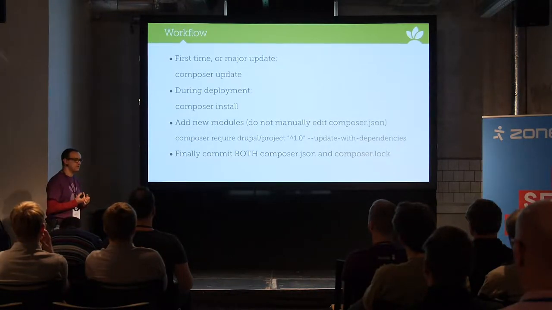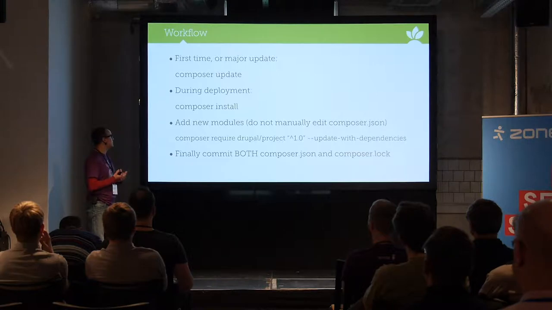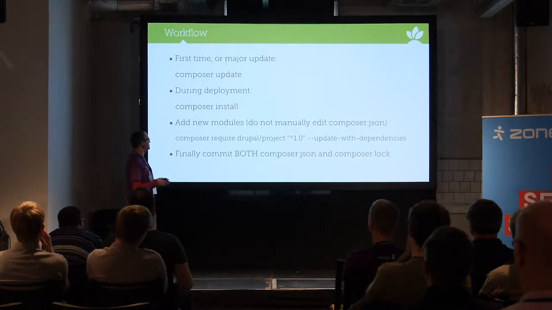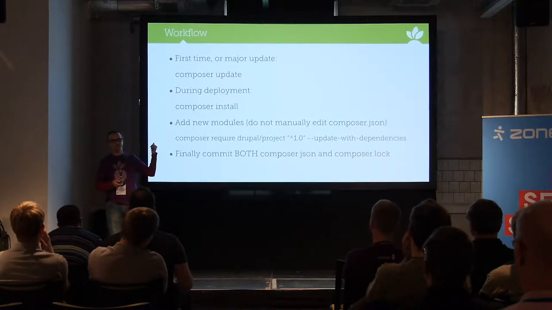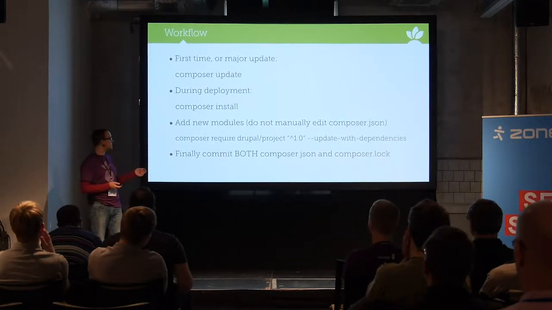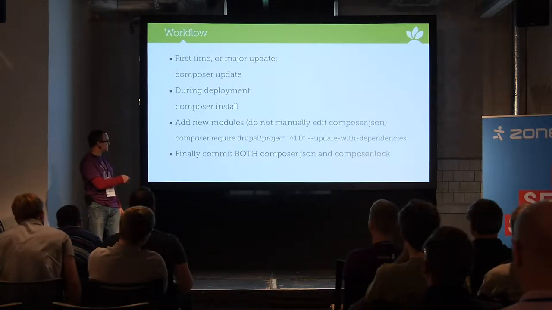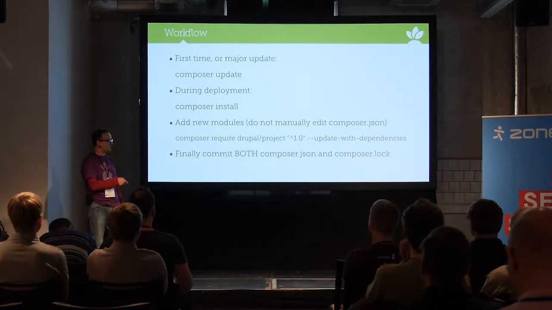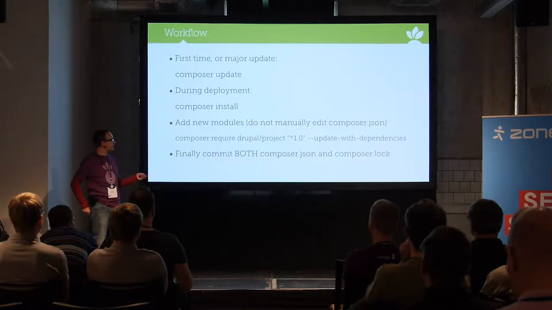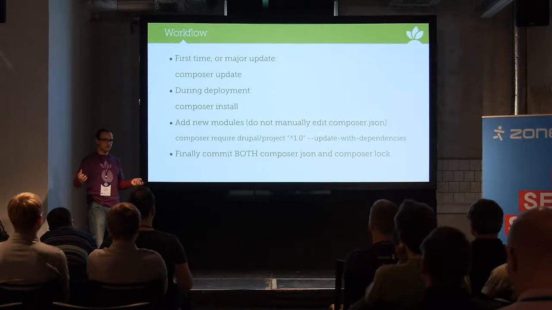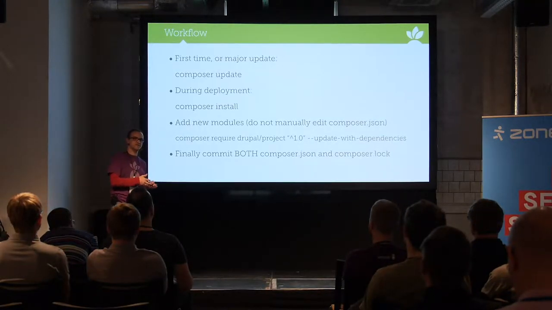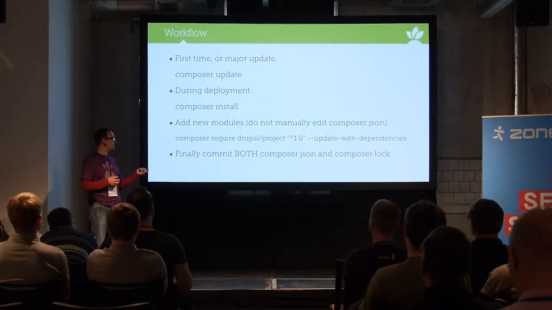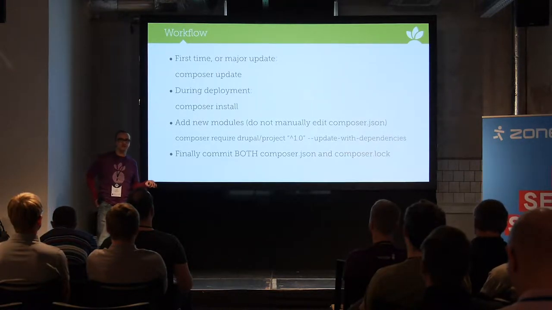And when you want to add a new module, don't manually edit the composer.json and then run Composer update. Run this line: composer require drupal/ and the name of whatever you want. Specify the version with a caret, which would be my advice, and then update with dependencies, because whatever that module you just installed needs, you also need to update its dependencies. So this would be the line that I would suggest people use to add a new module.